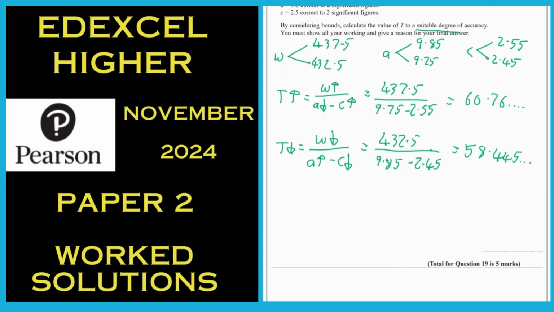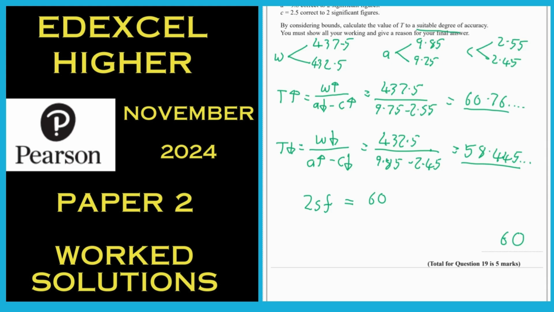What that means is you're looking for where these two numbers are basically the same. Well, if you round both of these numbers off to two significant figures, they both equal 60. That's the answer. They're kind of converging at 60. They both agree. To three significant figures, they don't. That's 60.8, that's 58.4. They don't agree to three significant figures.